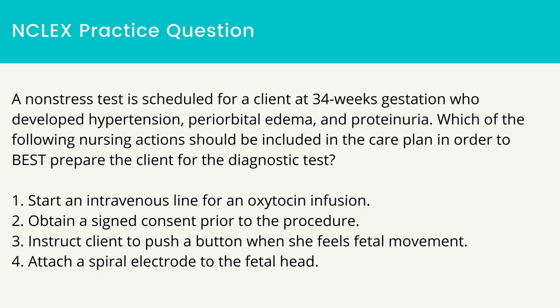Start an intravenous line for an oxytocin infusion. 2. Obtain a signed consent prior to the procedure. 3. Instruct the client to push a button when she feels fetal movement. 4. Attach a spiral electrode to the fetal head.